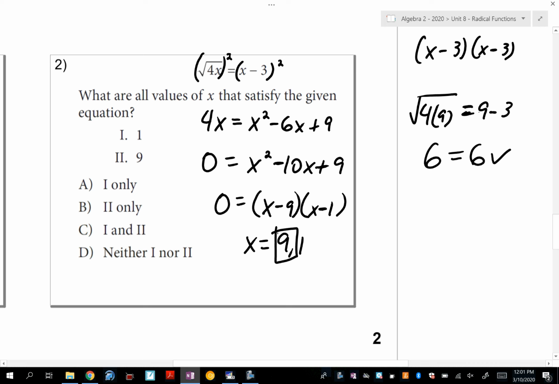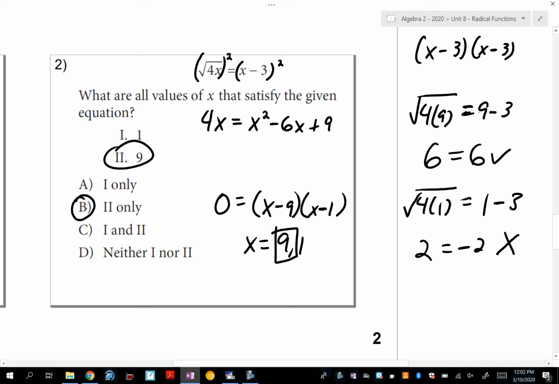Let's try 1. The square root of 4 times 1 equals 1 minus 3. What is 4 times 1? The square root of that is 2. But what's 1 minus 3? Negative 2. That doesn't work. 2 is not equal to negative 2. So only 9 is the answer. Yes? And I guarantee you'll have to do one of these tomorrow.